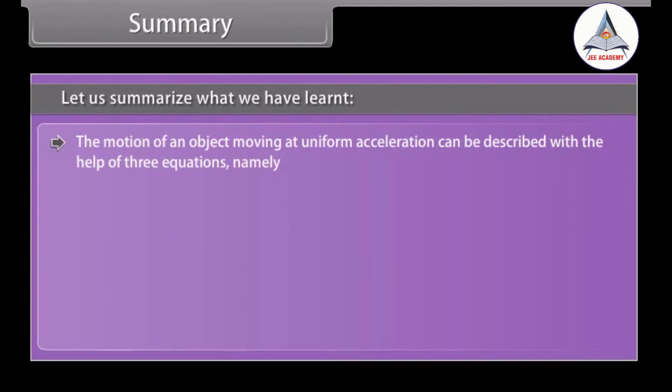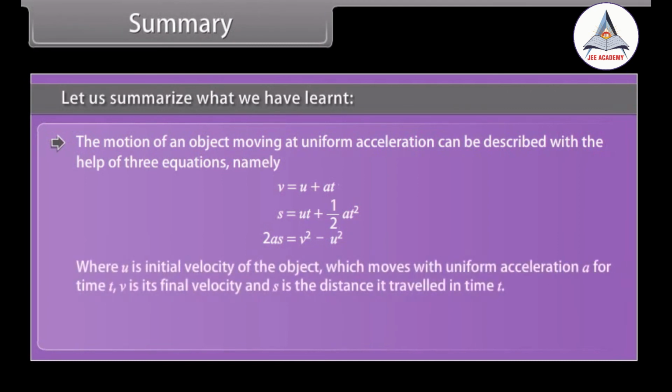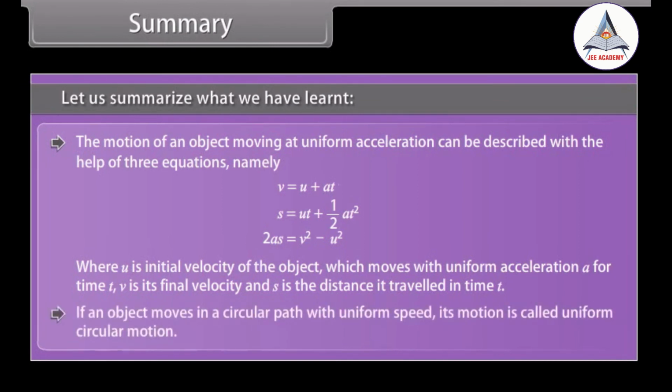The motion of an object moving at uniform acceleration can be described with the help of three equations, namely v is equal to u plus at, s is equal to ut plus 1/2 at square, and 2as is equal to v square minus u square, where u is the initial velocity of the object which moves with uniform acceleration a for time t, v is its final velocity, and s is the distance it traveled in time t. If an object moves in a circular path with uniform speed, its motion is called uniform circular motion.